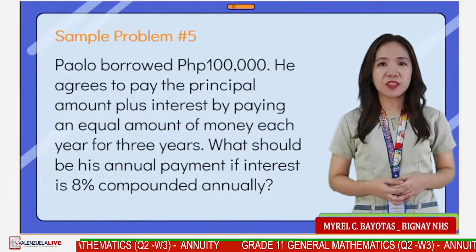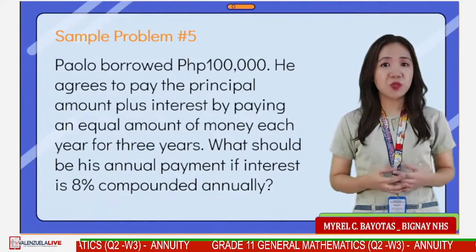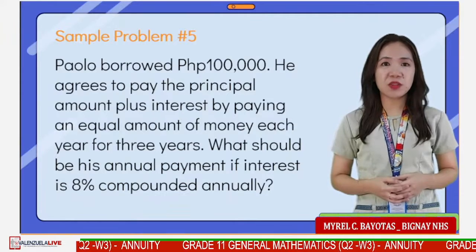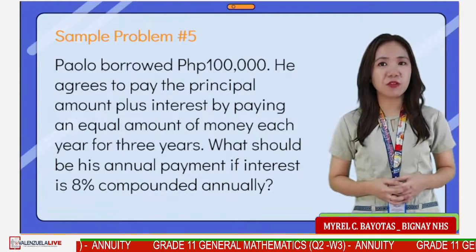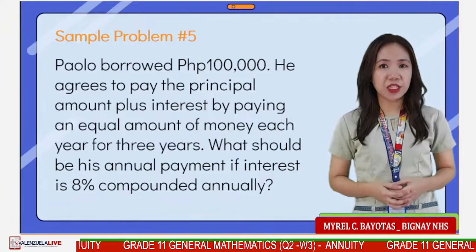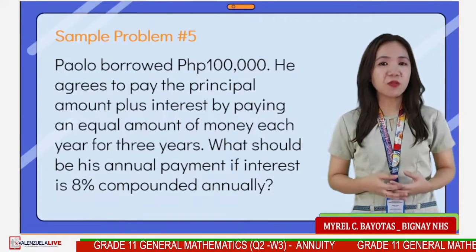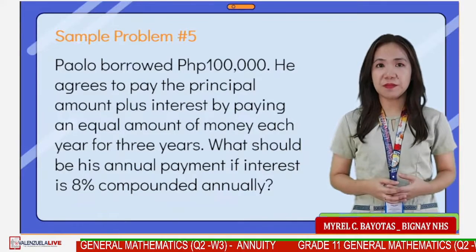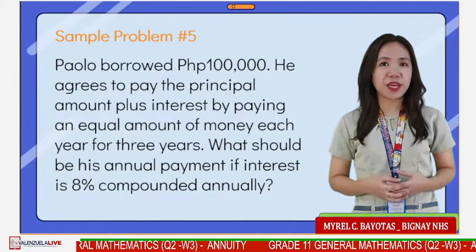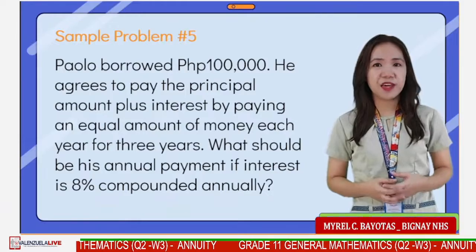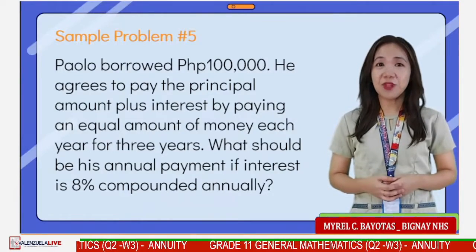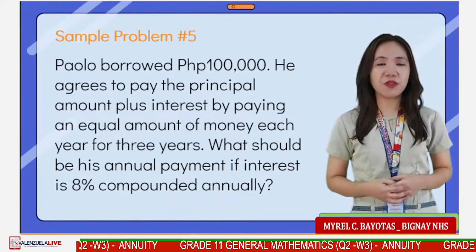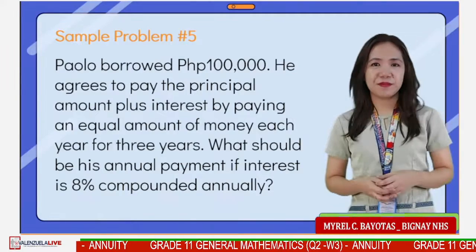Alright, let's solve sample problem number 5. Paulo borrowed 100,000 pesos. He agrees to pay the principal amount plus interest by paying an equal amount of money each year for 3 years. What should be his annual payment if interest is 8% compounded annually? Can you figure out what is being asked in the problem? Nice one! Here, we are looking for the periodic payment or regular payment R.